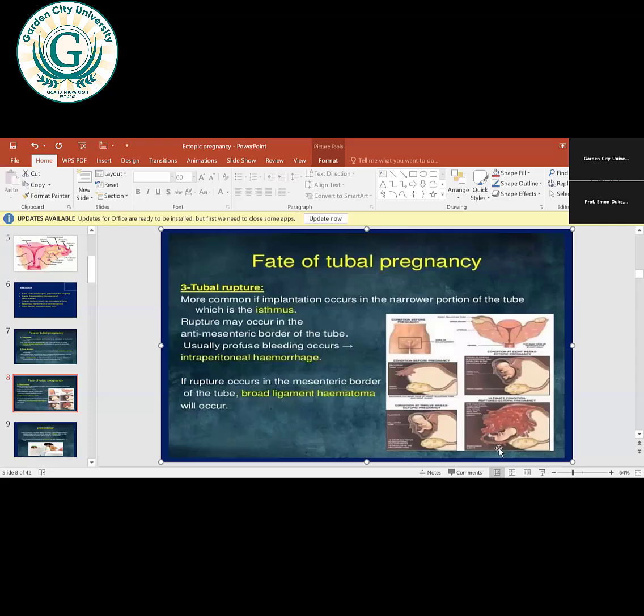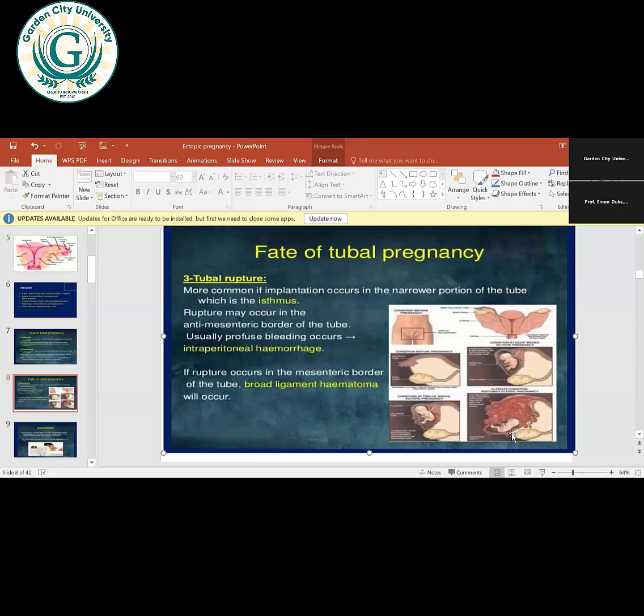You can see this one obviously is at the fimbriated end. This one is likely to be... the prints are so small we cannot read. Can anybody read them so that we know exactly where they are? This one is the fimbria, the fimbriated end. This could be in the ampulla. The question you want to ask is, will any of these ones in the tube go to term? No. Even though the ampullary region is large enough, it cannot take it to 9 months. No, it can't.